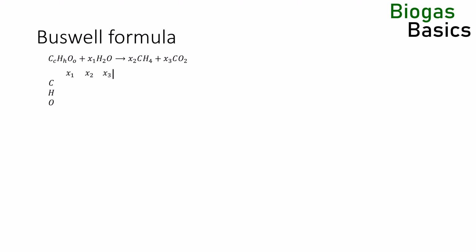We start with the carbon balance. Water, which is x1, doesn't contain any carbon. Methane and carbon dioxide have both one carbon each, so the first row is 0, 1, 1. On the right-hand side of the equation is the carbon content of the substrate C.